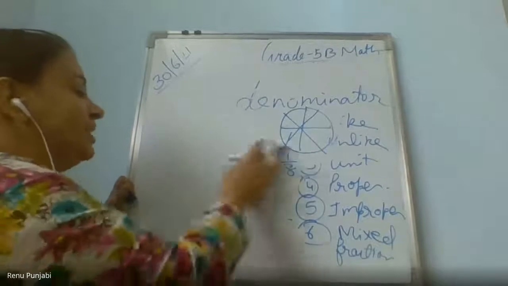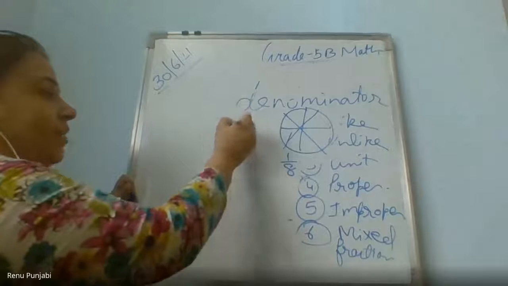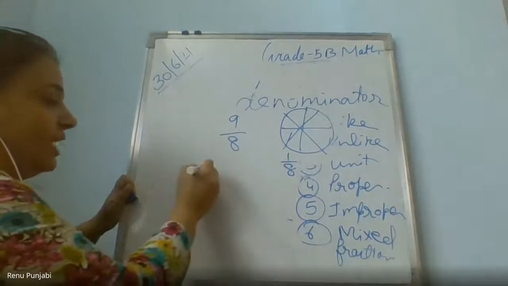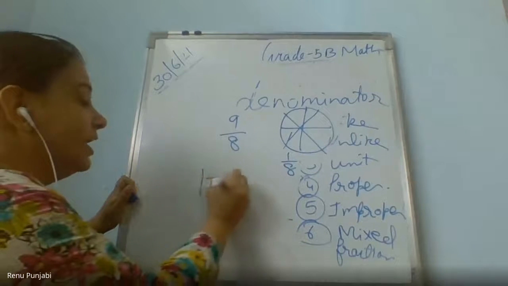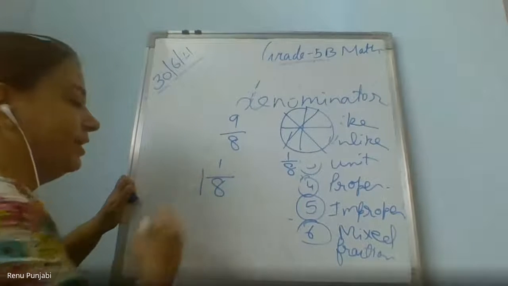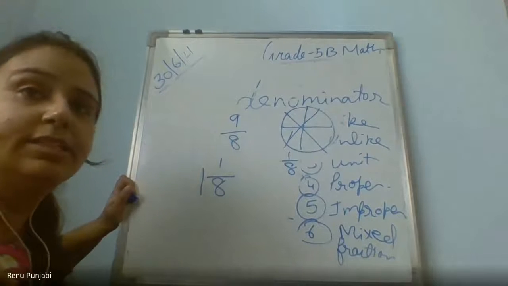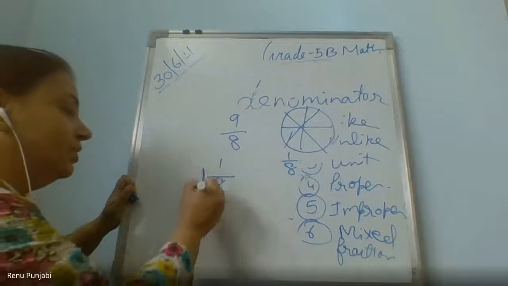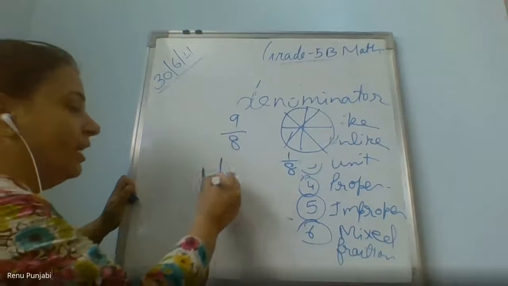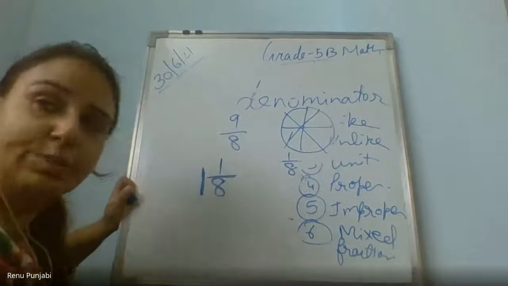It was 9/8. So we can call it one whole, एक पूरा दे दिया, and from another we have given 1/8. So we write the mixed fraction in this way. Got it? One whole 1/8. Samriddhi, I will explain it again.